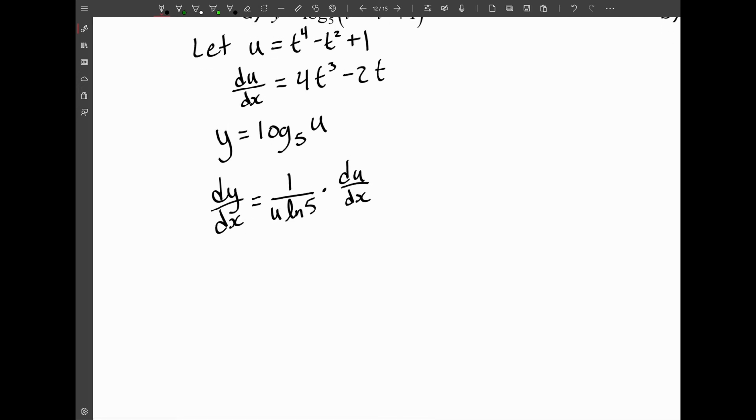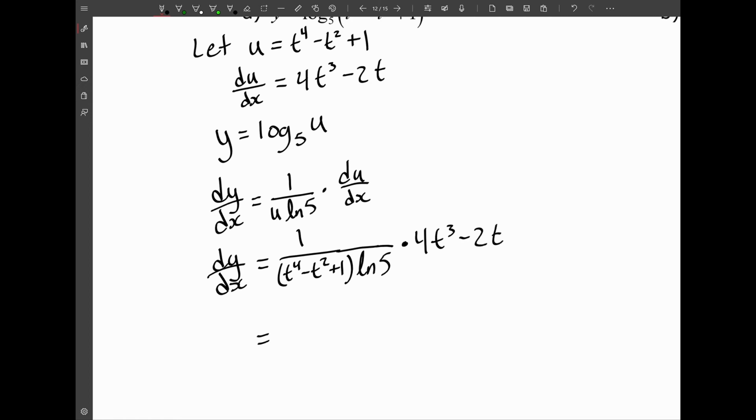All right, so now we just do some substitution. This means dy dx is equal to 1 over, okay, our u is t to the power 4 minus t squared plus 1, times the natural log of 5. I never give myself enough space. And then our du dx is just 4t cubed minus 2t, which means dy dx is going to be (4t cubed minus 2t) all over the natural log of 5 times (t to the power 4 minus t to the power 2 plus 1). Ta-da! All done.